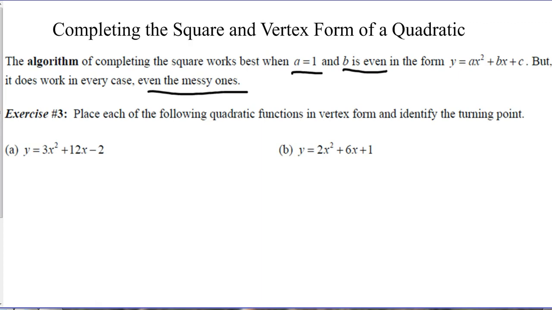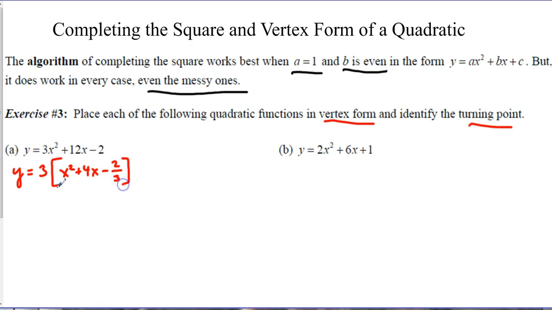and that's what we're going to work on here. Here are some messy ones. So, if you have a situation where you have to put it into vertex form and identify the turning point, we have here a leading coefficient that's not 1, so what we're going to do is factor it out. All right, so we're just going to write it like this. We're going to take our 3 and factor it out. And that's going to leave you with a fraction, right?